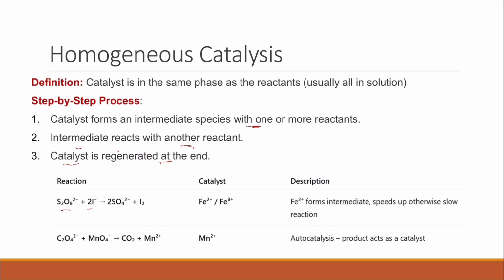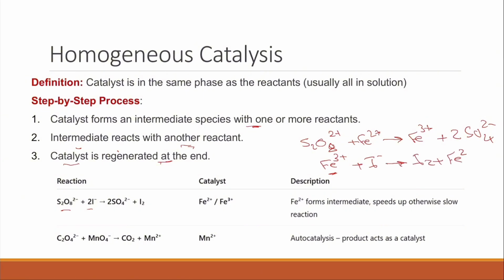So first it can collide with the peroxydisulfate and form a redox reaction. So peroxydisulfate with the iron(II) will give you the iron(III). The iron will be oxidized while the peroxydisulfate will be reduced to give 2 sulfate ions. And then the iron(III) that is produced will now react with the iodide. So this is the intermediate that reacts with the iodide in the second step to give iodine, and then the catalyst is regenerated, which is the iron(II). I didn't actually balance these equations, but you need to balance them in your exam. And this is the overall reaction for the process.